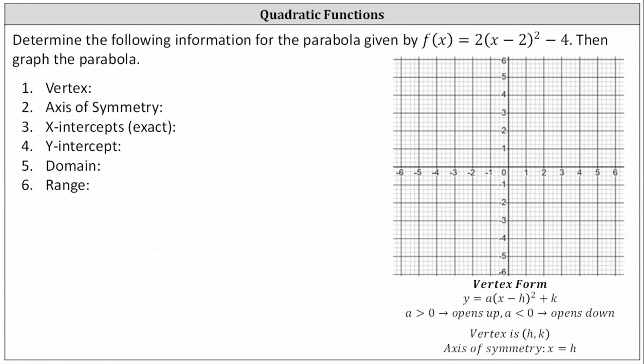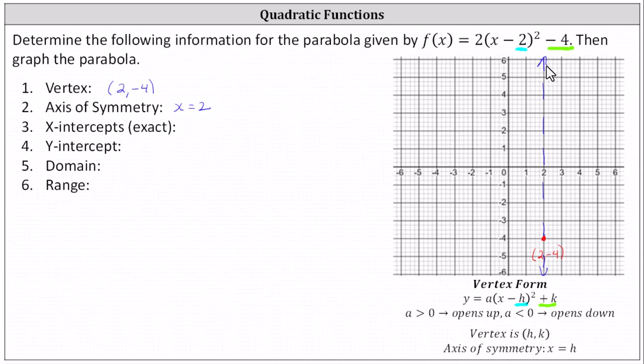Let's begin by identifying the values of h and k. Notice h is equal to positive 2 and k is equal to negative 4. This indicates the vertex is the point 2 comma negative 4 and the axis of symmetry is x equals 2. Let's plot the vertex 2 comma negative 4. Let's also sketch the axis of symmetry, which again is a vertical line passing through the vertex.